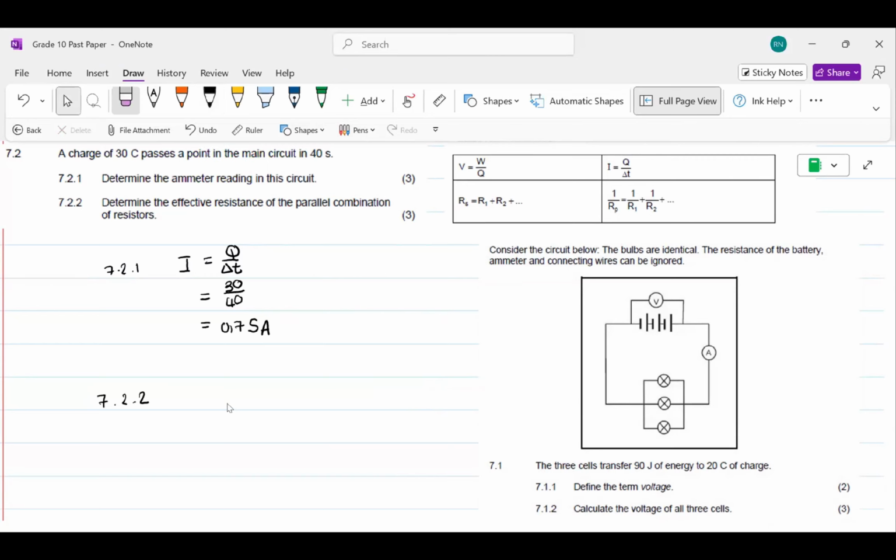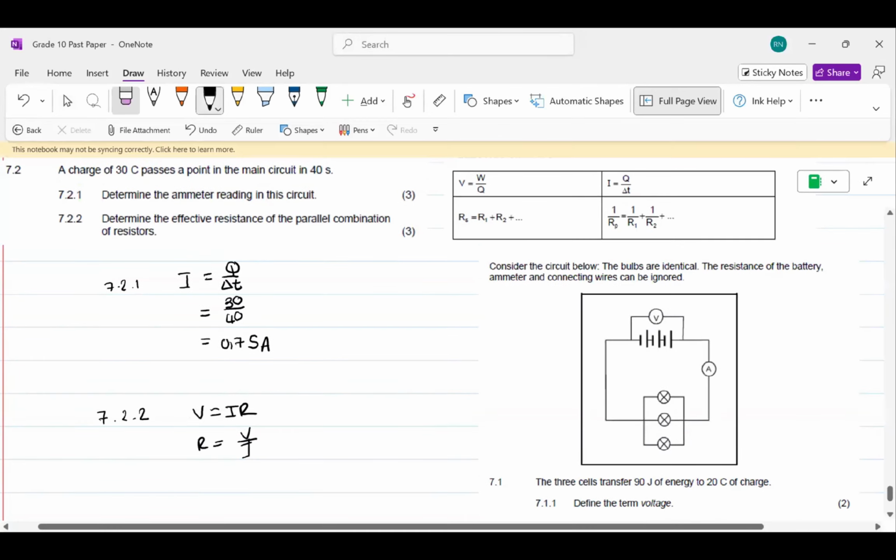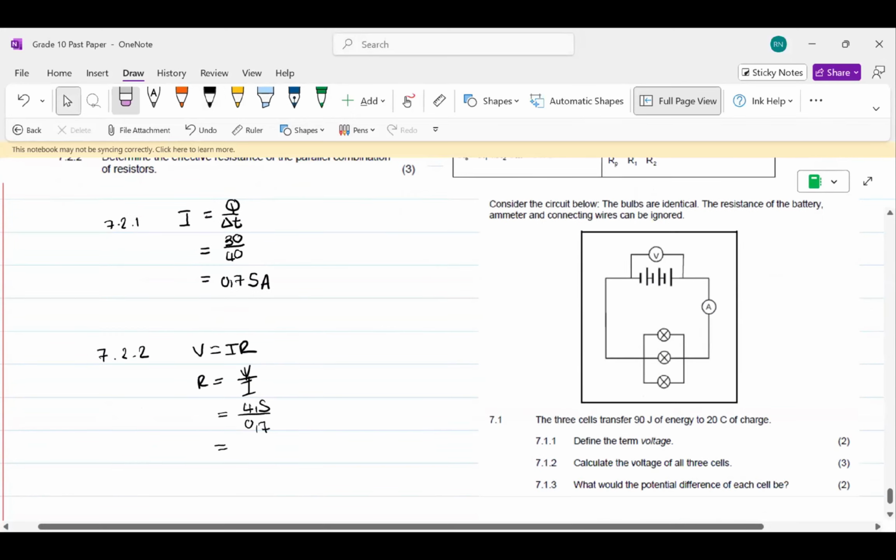Okay, so we have 6 ohms. Cindy was saying 6 ohms, which is correct. And she got that using V equals I times R, or R equals V over I. We know our voltage, we calculated it before to be 4.5 volts, and we know that our current is 0.75. So from here, we can just get our 6 ohms.